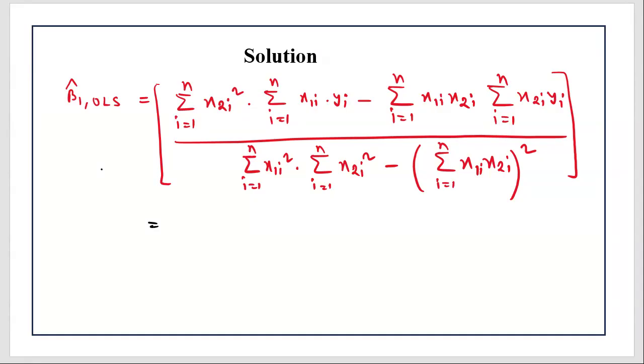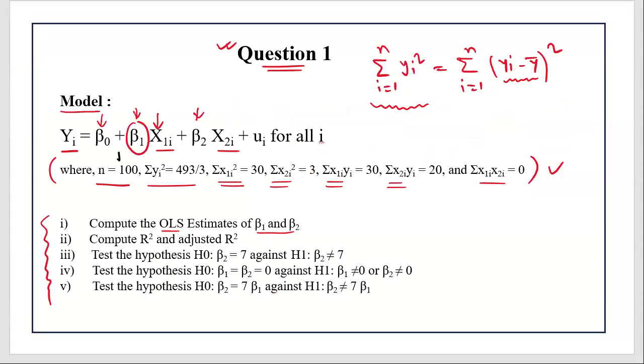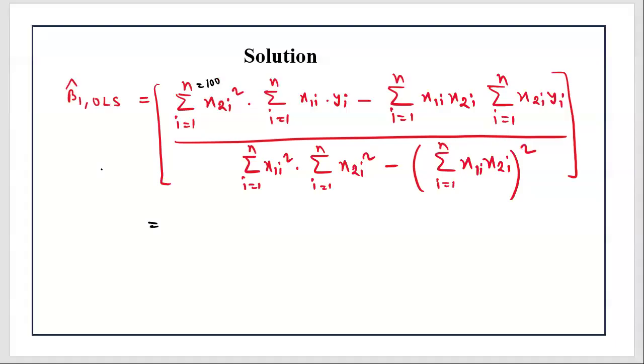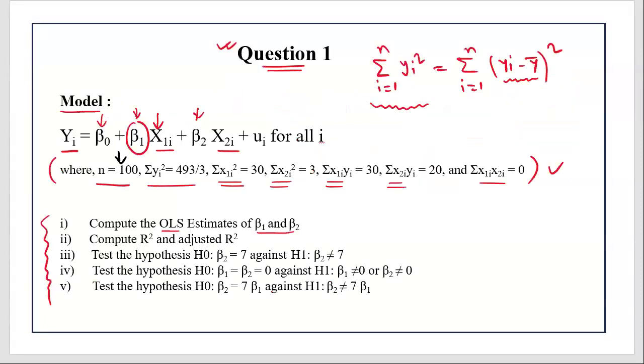So here, anywhere you have n, you can consider it to be 100, because in the question they have given you that n is equal to 100. So we will consider each of these variables n equals 100. I'm not writing it again. So please take note that i is varying from 1 to 100 in all of these cases, right? Now, summation of x2i square, what is x2i square? X2i square is simply 3.